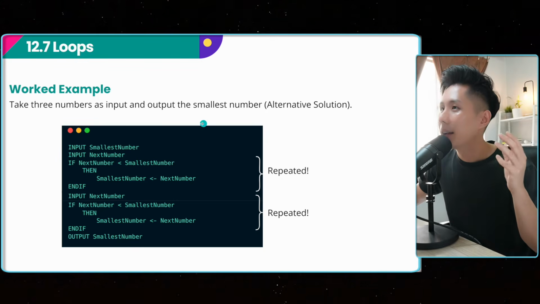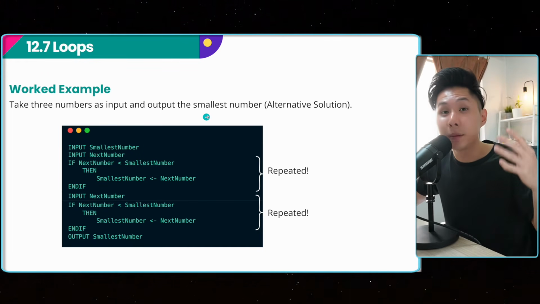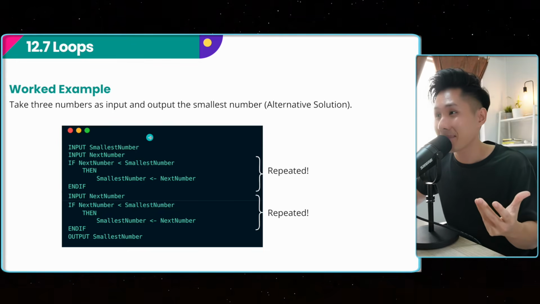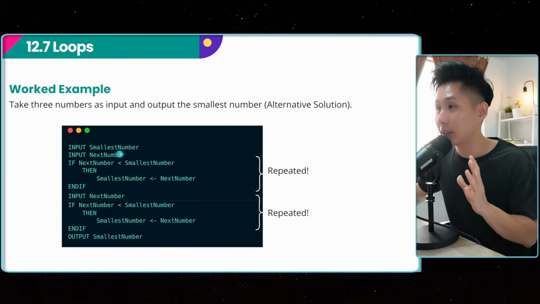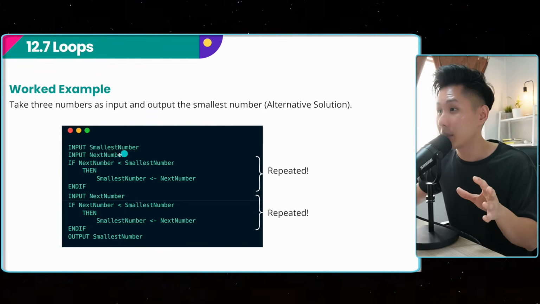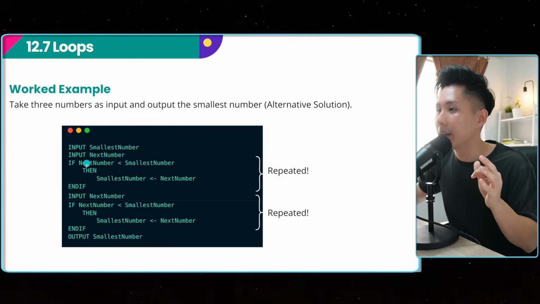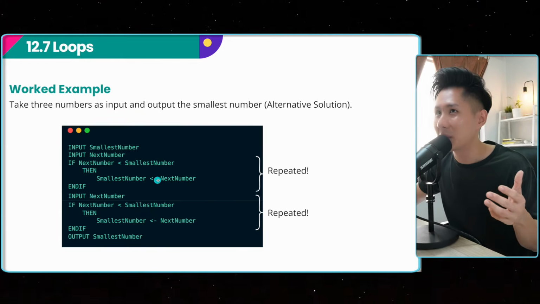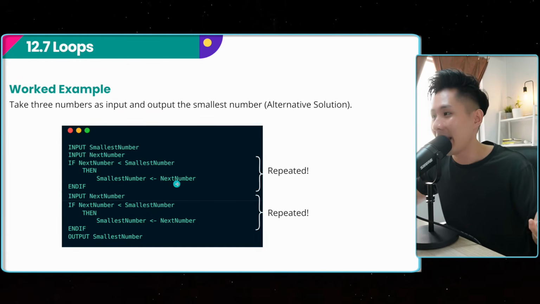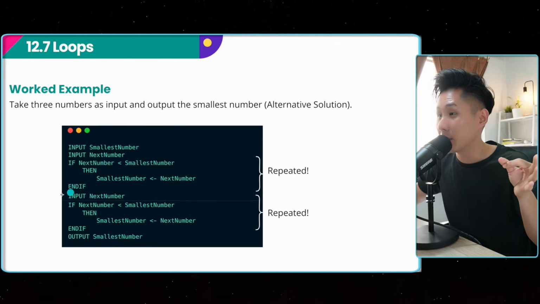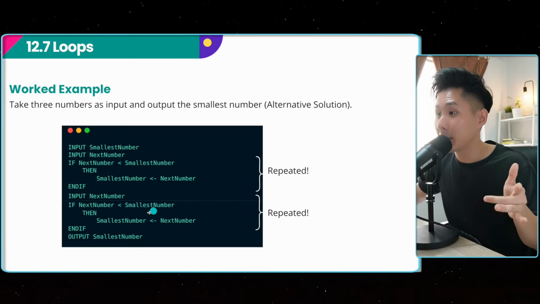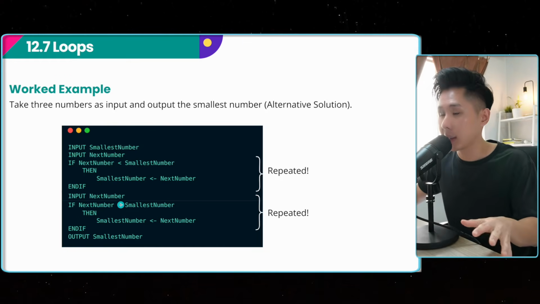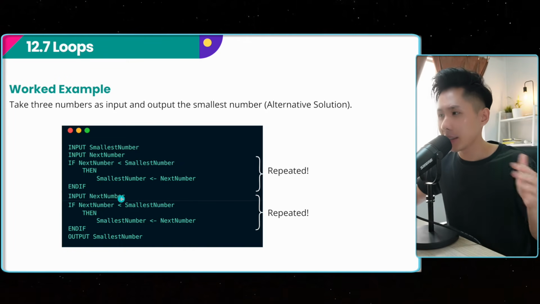For example, take 3 numbers as input, which is the problem that we just solved, but we write it in another way. This statement first asks the user to input the smallest number, and then input the next number. If the next number is less than the smallest number, then the smallest number will be equal to whatever is inside the next number. And since it's 3 numbers, I'm going to ask the user for another input. If it's less than the smallest number, then smallest number is next number, etc. If you look at this code here, it works. It works perfectly. There's nothing wrong with it.